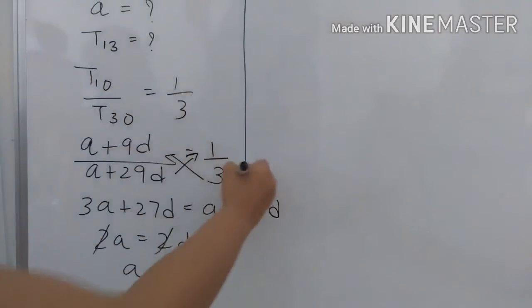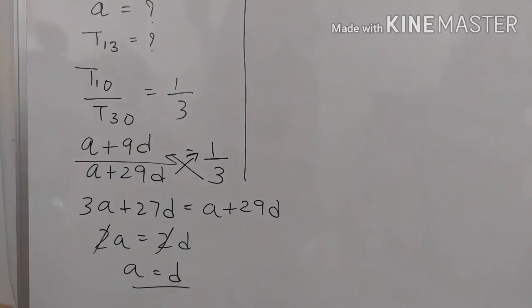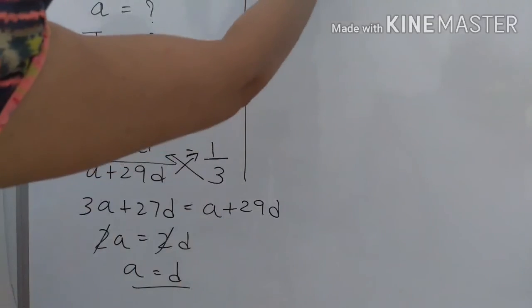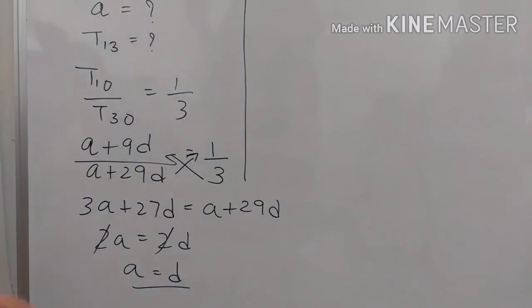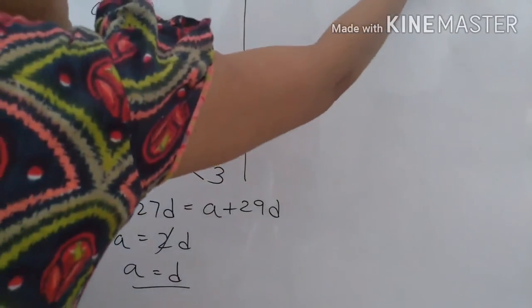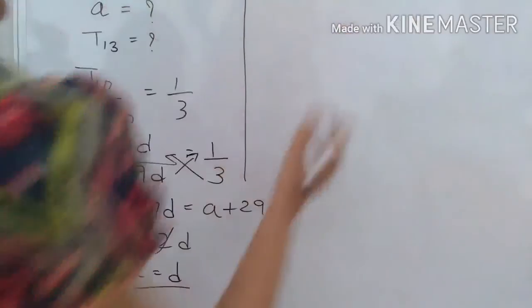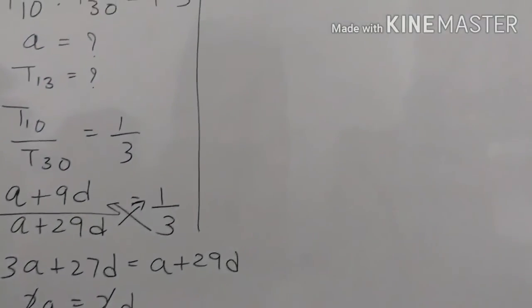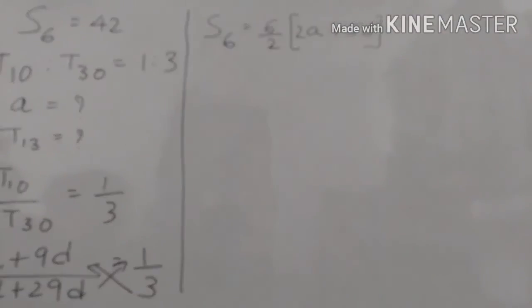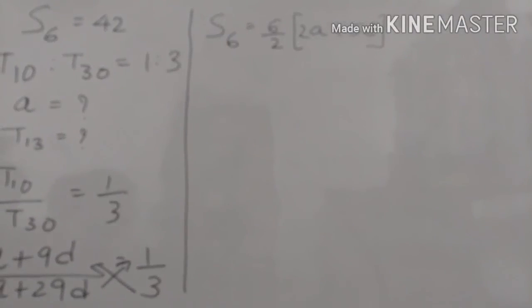Now we will take our S6 formula, students. So S6 is equal to 6/2, 2A plus n minus 1. N minus 1 means 6 minus 1, 5D. That I am writing here directly. This is the formula of S6. You can see I have already applied.